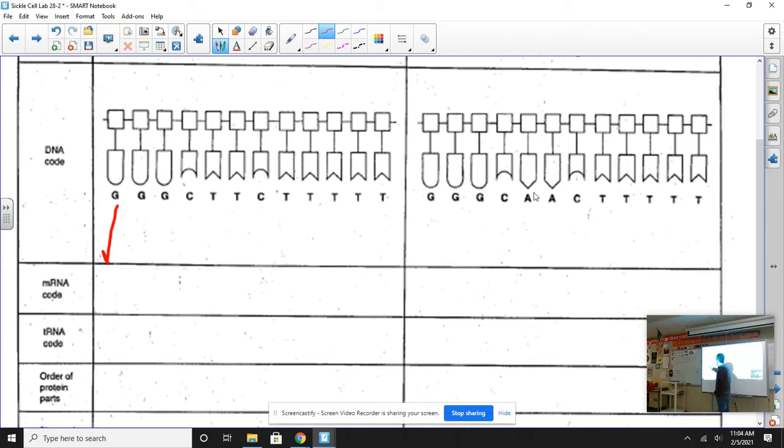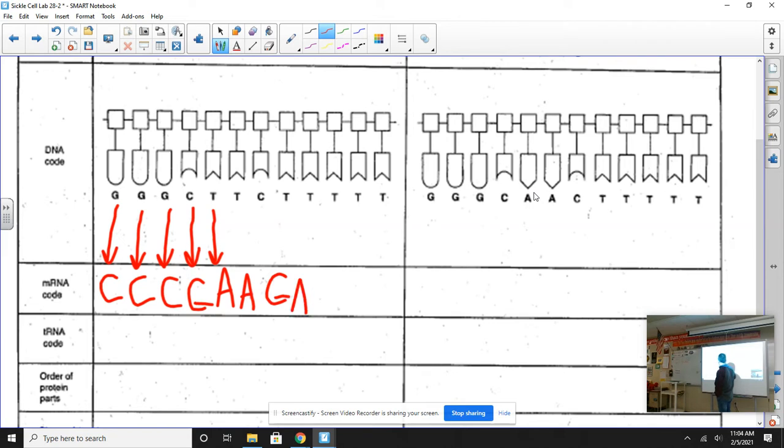G is garage, which is going to give us car. G is going to give us C. C, G, A, G, A.